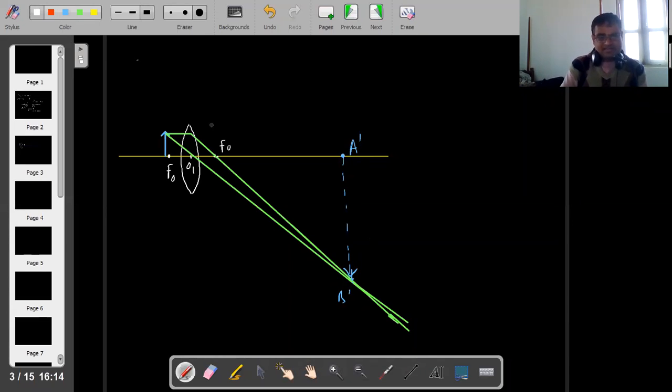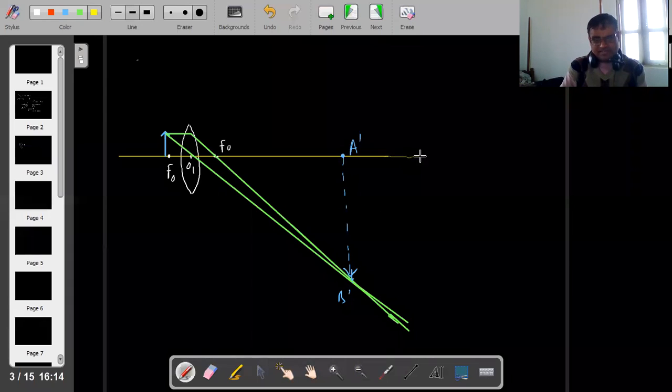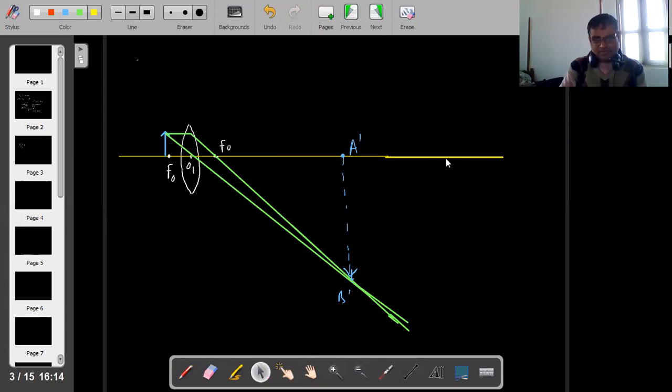Now you have to draw this big lens. That big lens you have to draw coaxially, here, because this is coaxially placed. Here you have to draw a big lens.